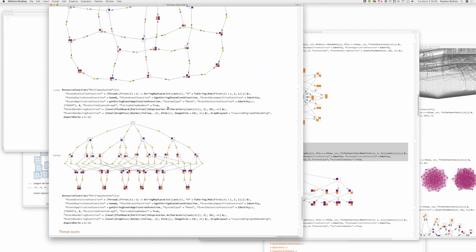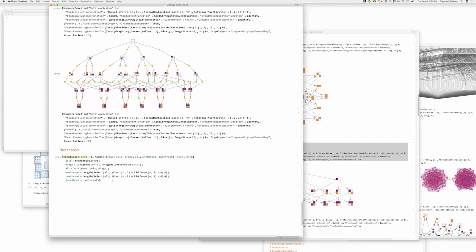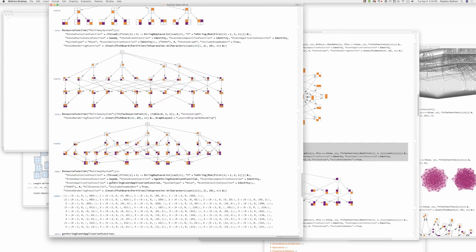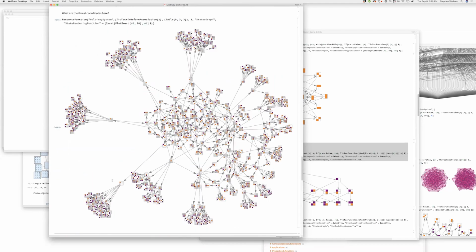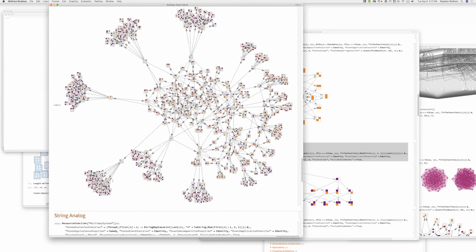And then the next question, of course, is what in this situation does the causal graph represent in one of these games? And I should work out Ed's threat score. There you go. Okay.